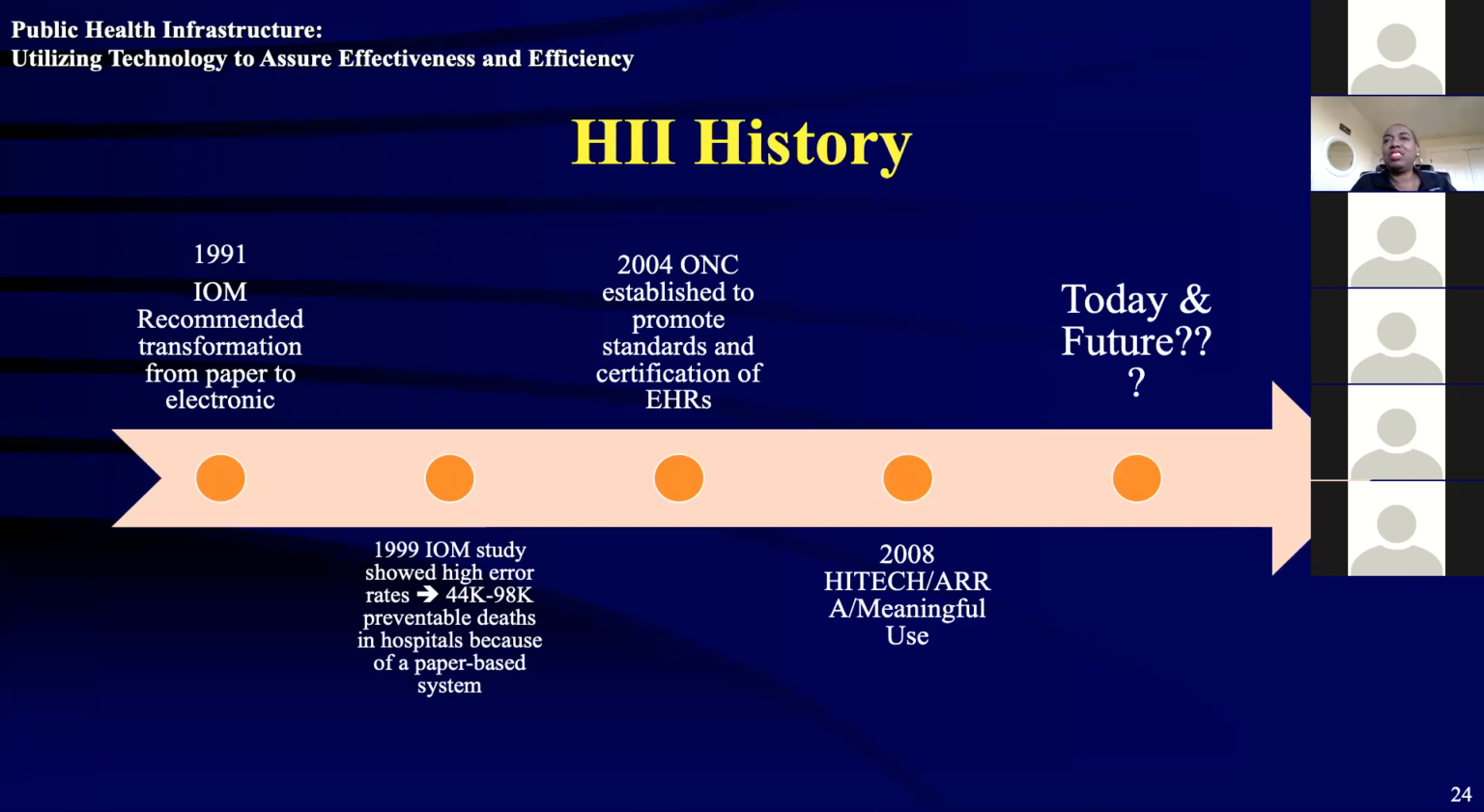So a little bit about the history, I just condensed this, right? In 1991, the recognition and the recommendation came that, hey, we need to go from paper to electronic. This is crazy, right? Carrying around these stacks and stacks of paper of a patient record. We need to digitize those records. And then in 1999, the Institute of Medicine studies showed that error rates between 44,000 and 98,000 preventable deaths in hospitals were happening because of a paper-based system.